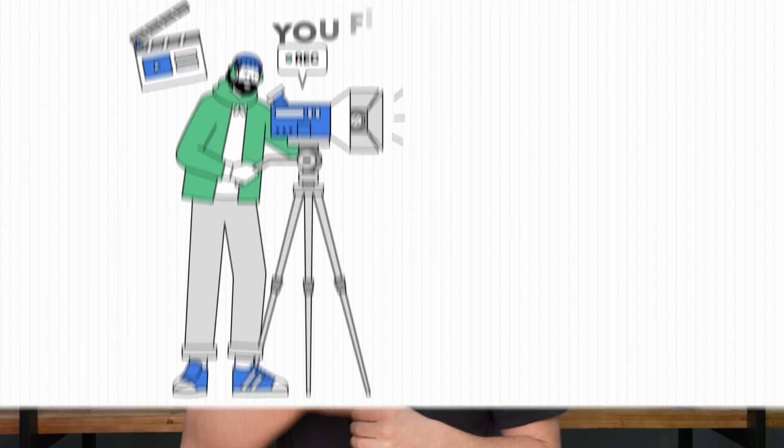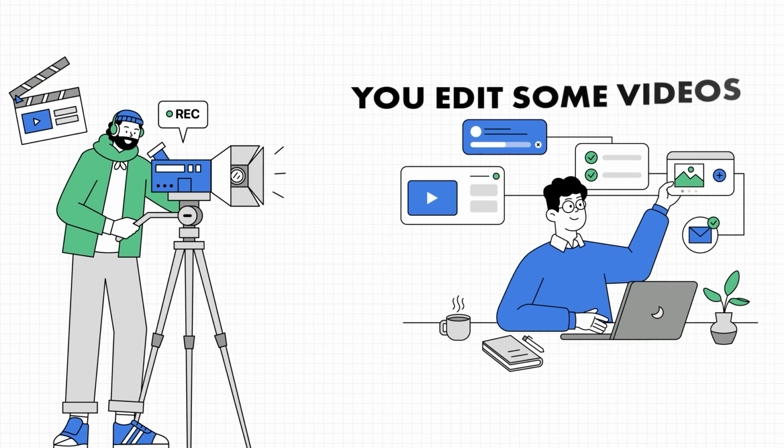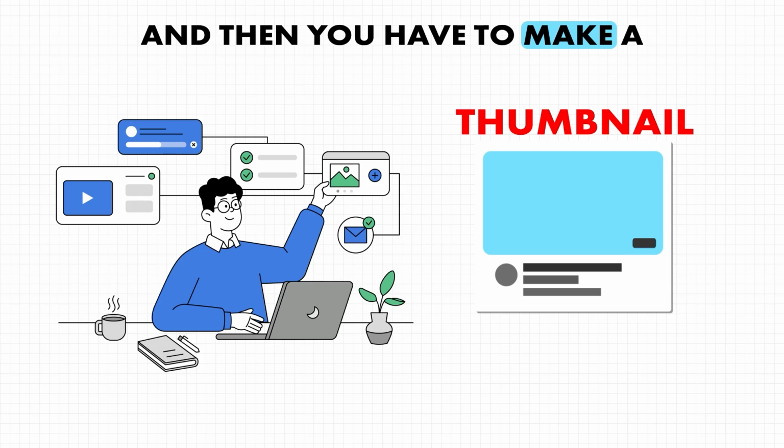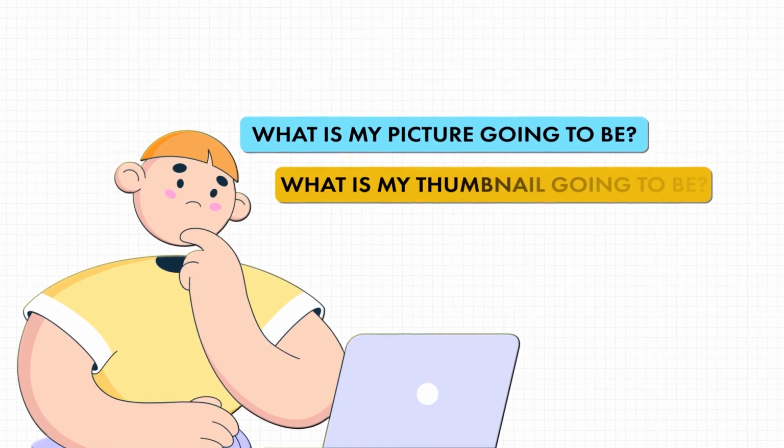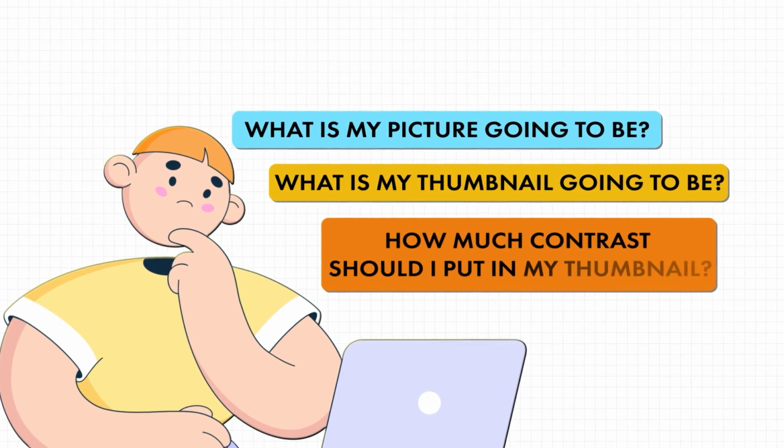So you want to be a YouTuber, you film some videos, you edit some videos, and then you have to make a thumbnail. One of these things. And it's very daunting. What is my picture going to be? What is my thumbnail going to be? How much contrast should I put in my thumbnail?